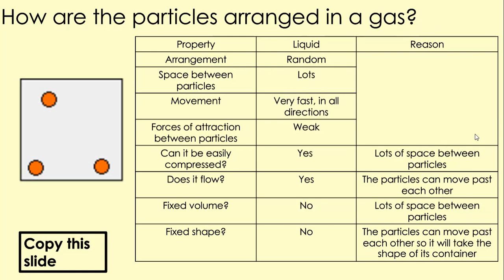So onto a gas now. Again, you need to copy this slide. When we're drawing gas particles, we should draw maybe two or three very far apart, and make sure they're not touching. In an exam, if you draw gas particles that are touching, you will lose marks. The arrangement, like liquid, we describe as random. There's a lot of space between the particles, and their movement is very fast and in all directions. That's allowed because the forces of attraction between the particles are very weak, which means the particles can move very fast, move away from each other, and move in any direction.